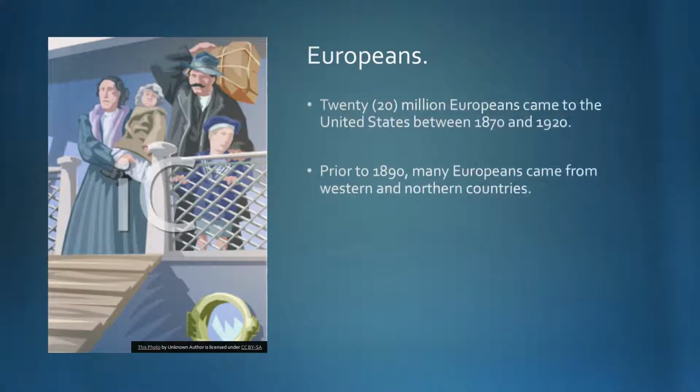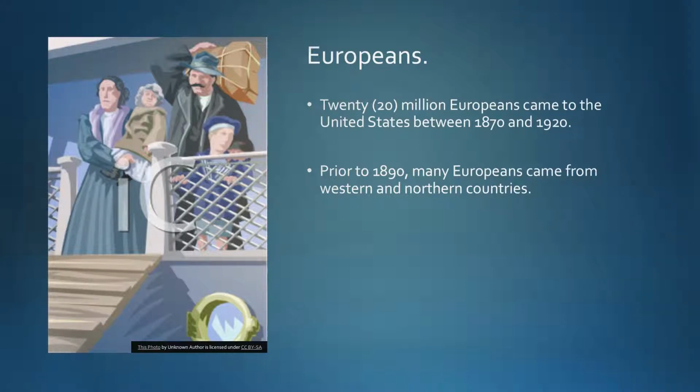So, Europeans. 20 million Europeans came to the United States between 1870 and 1920. And I know for a fact from my own personal history that on my mom's side and my dad's side, this is when my family ancestors came over, between 1870 and 1920 for the most part. So maybe you know something about your own family history, or you can talk to people in your family to see when they came over.